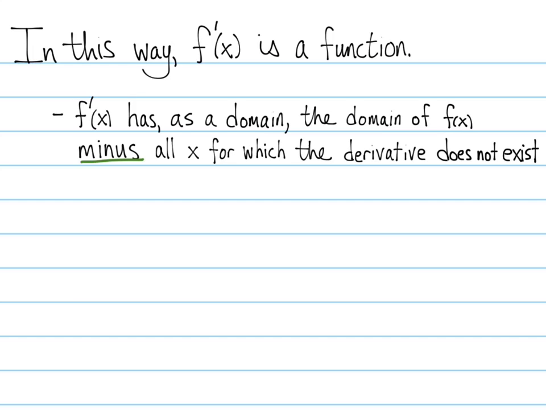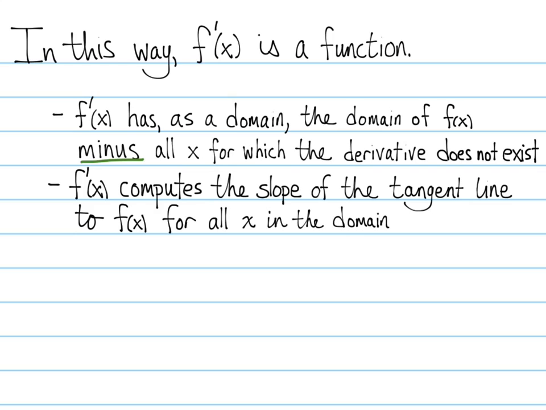Well, f prime of x is only going to make sense when that limit makes sense. That limit can only make sense if we can plug in the values of x, which means that we have to be able to plug in f of x. So as a domain, it has the same domain as f of x, except every time that limit doesn't exist. And it's totally possible for the limit not to exist, and so we have to throw out some extra points.